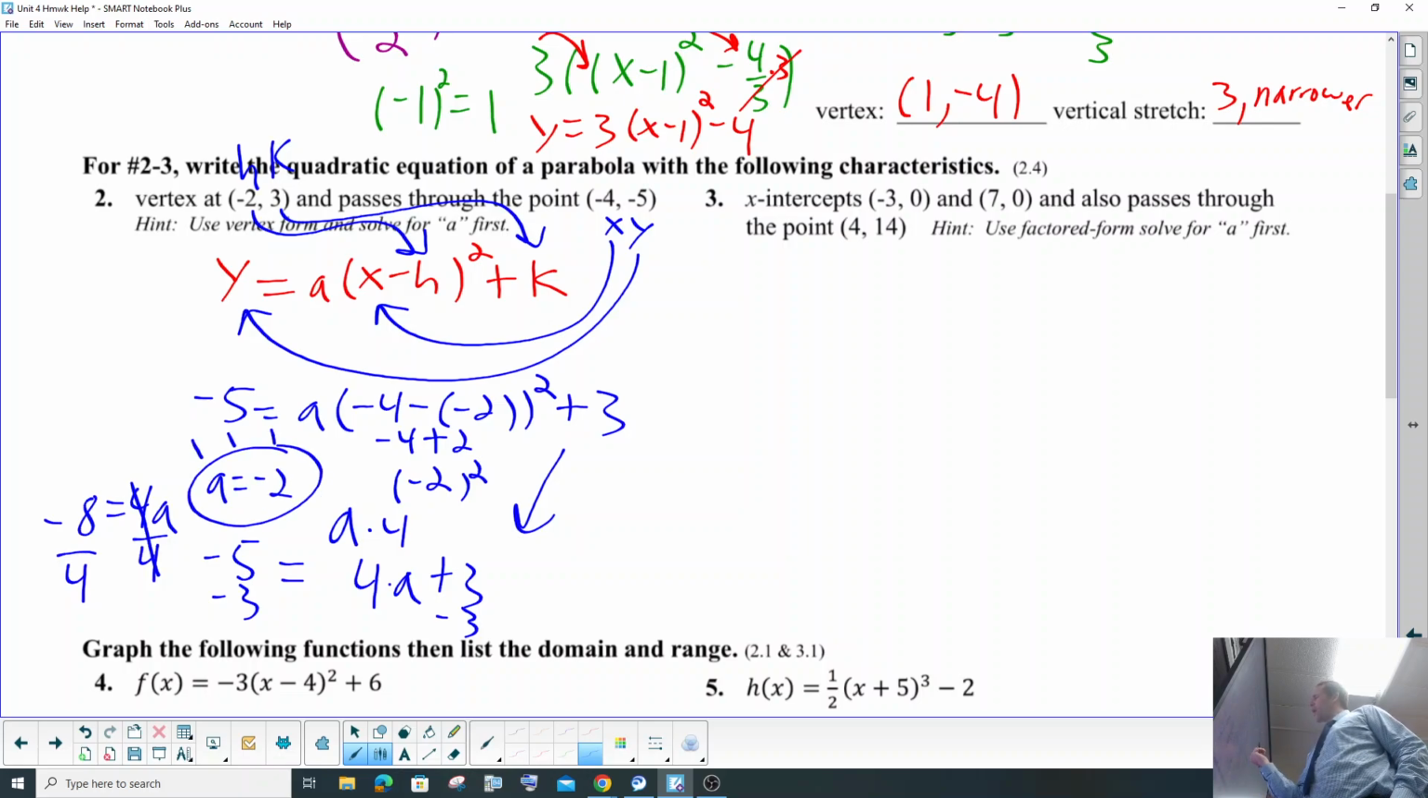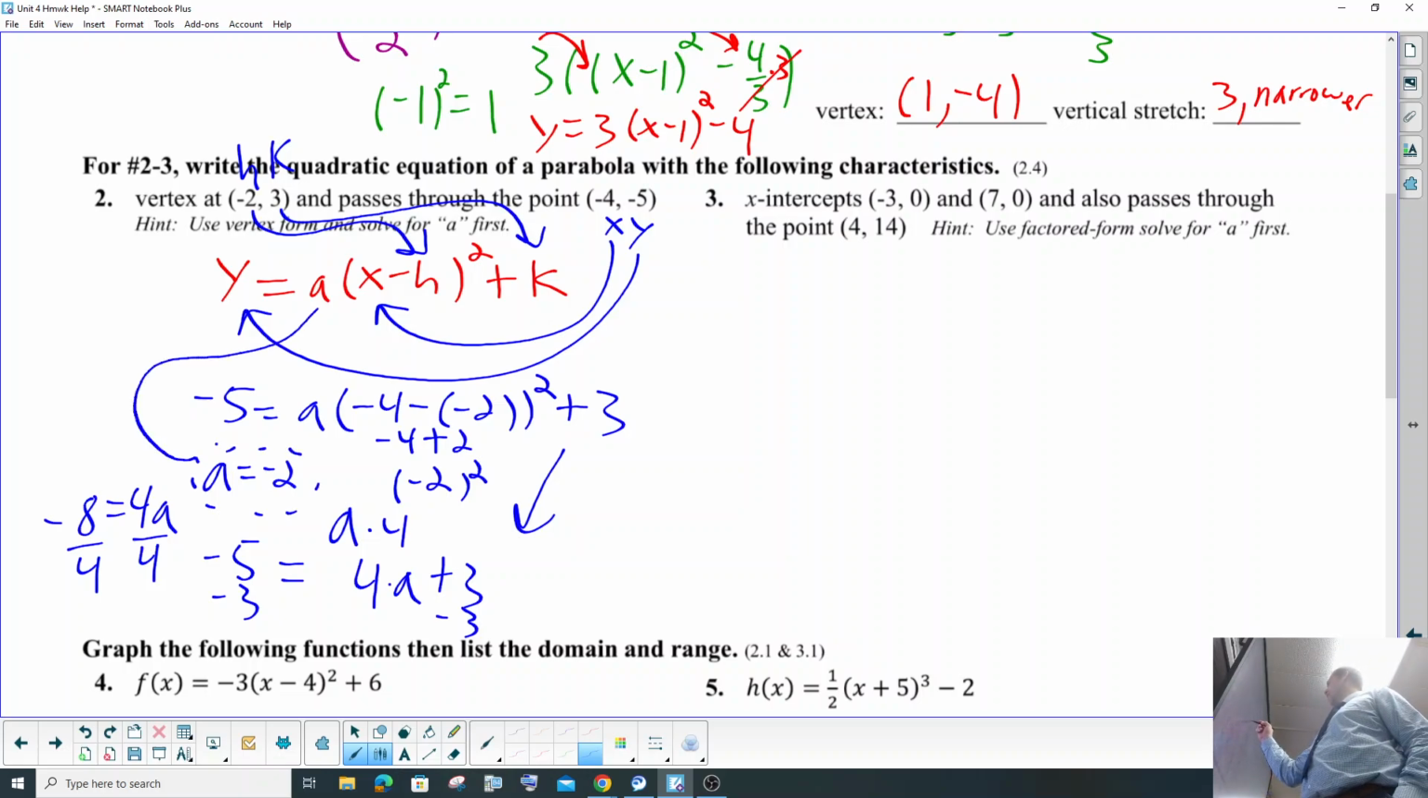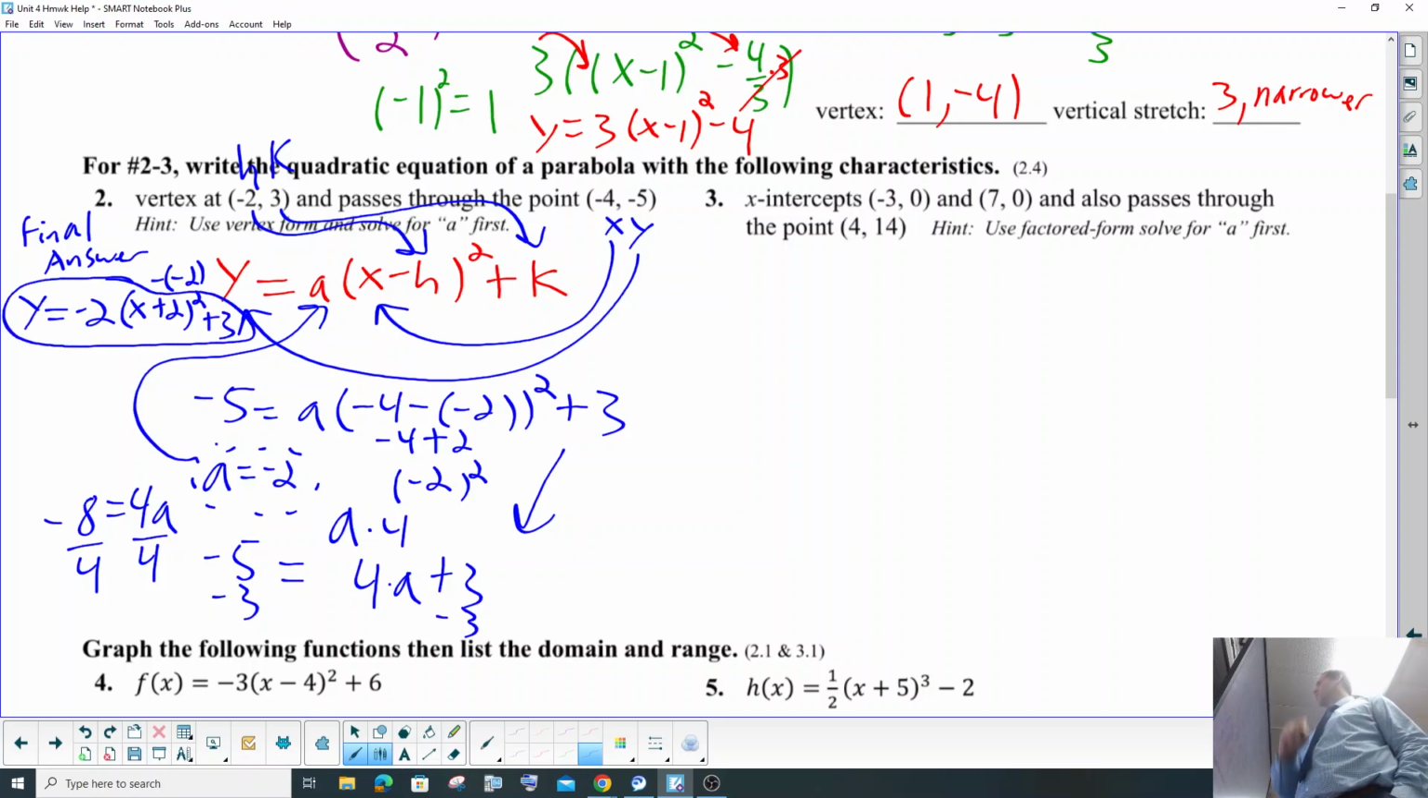So that is not quite our answer. We get a equals negative 2 because we divide by 4. That's part of our answer. So now we have to use that back in our equation. So our final answer would be y equals negative 2 for our a value. Then x minus the minus 2, which is a plus 2. So that's all squared, and then plus our k value, which is 3. There we go.